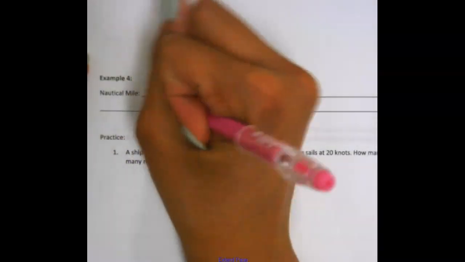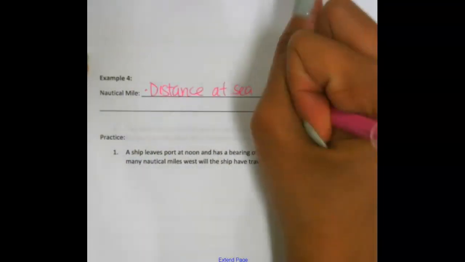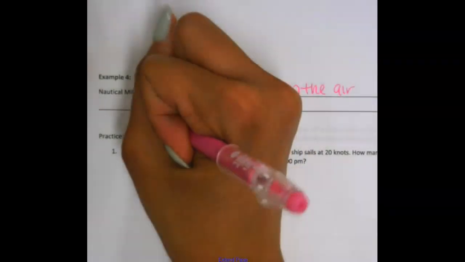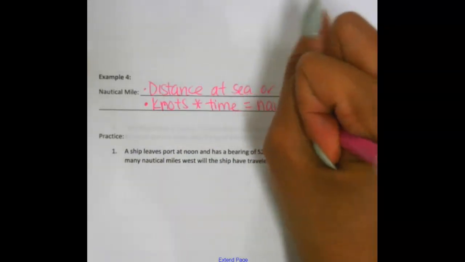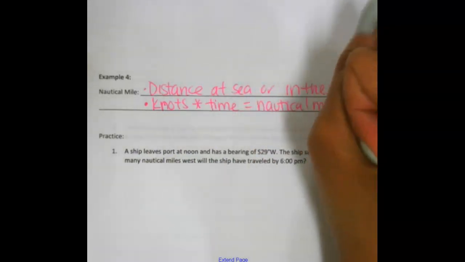This is a distance at sea or in the air. So at sea or in the air. That's usually what a nautical mile is. If you want to calculate a nautical mile, it's measured in knots, K-N-O-T-S, times time. That's going to equal a nautical mile, which I'm going to abbreviate as NM.